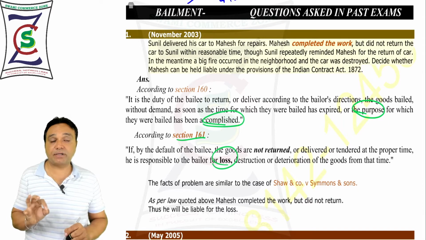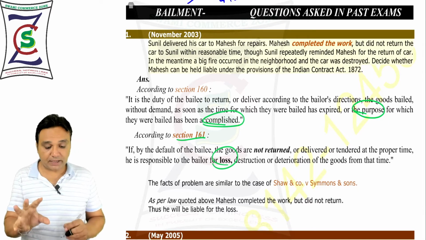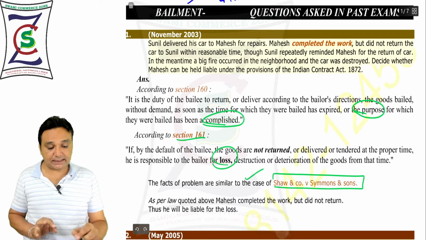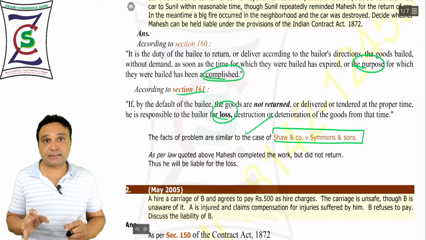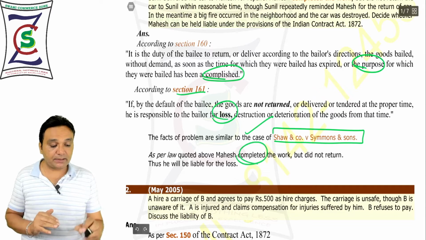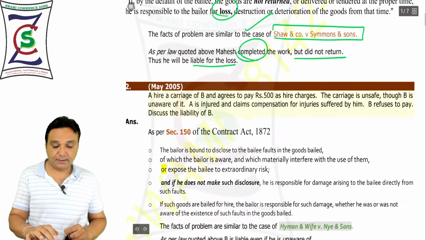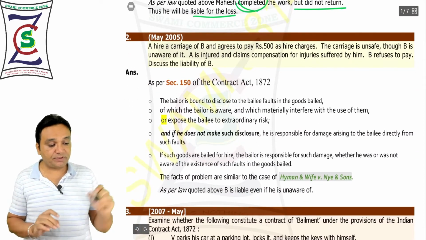And in the class we have did a case on the same facts, the case of Shaw and Company versus Simon and Son. The facts are similar. Held, what will be the answer? As Mahesh has completed the work, did not return, so he is going to be liable for the loss. Next question, May 2005.